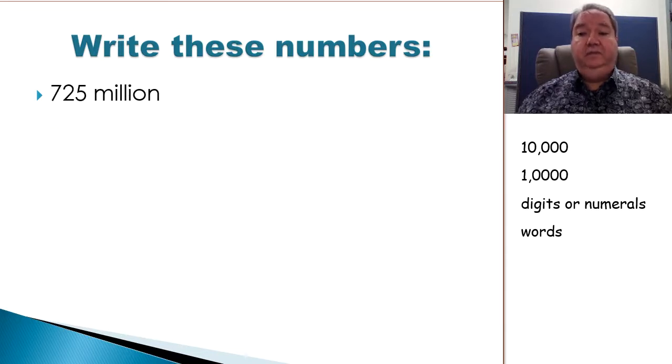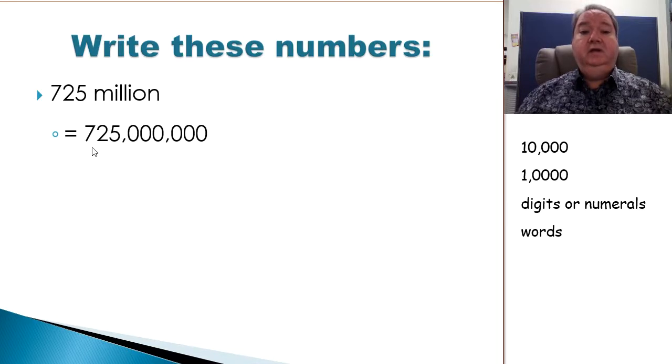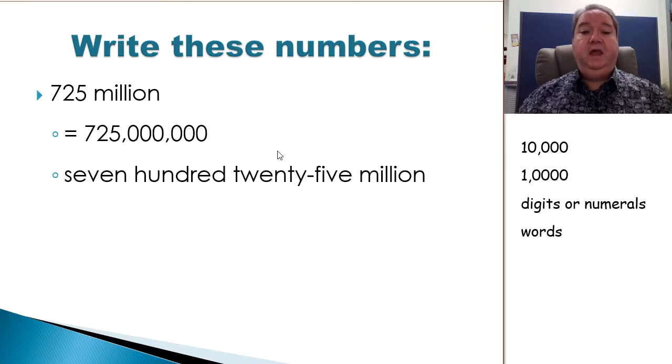725 million. If we want to write that only in numbers, it would look like this. 725, comma, followed by 6 zeros. 6 zeros will give us millions, because the first 3 is thousands. If you have another 3 zeros, that's millions. 725 million, 725, followed by a comma, 3 zeros, a comma, and 3 more zeros.